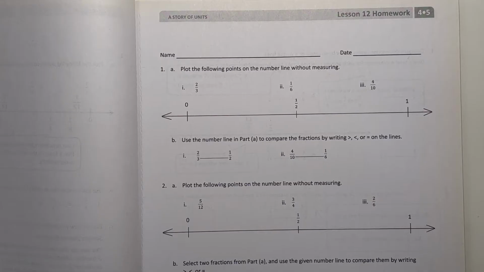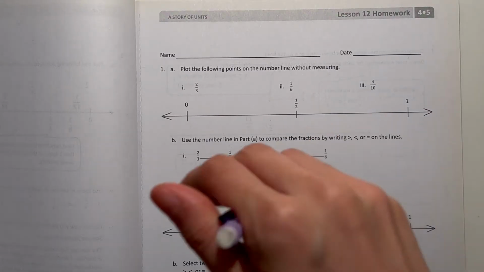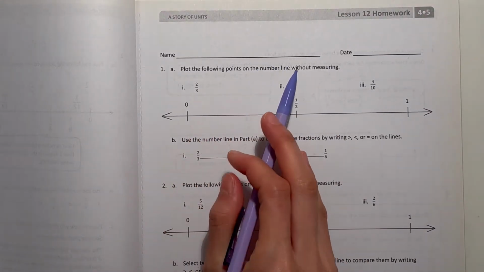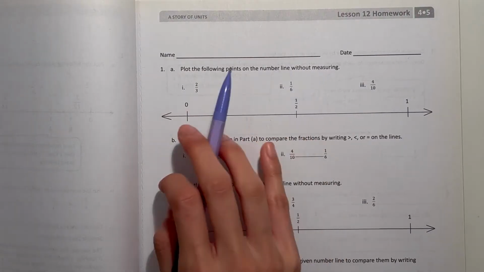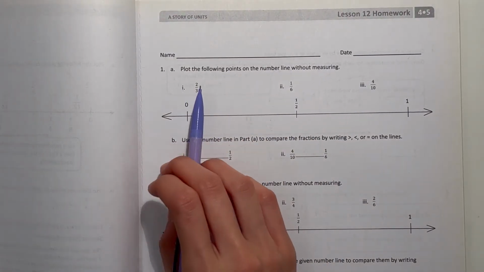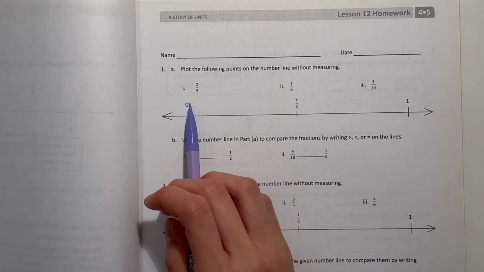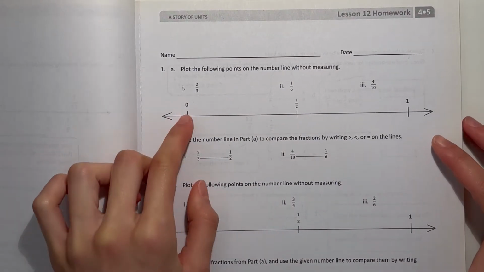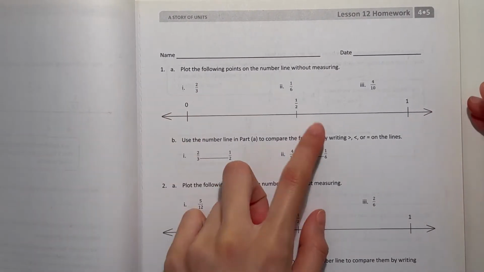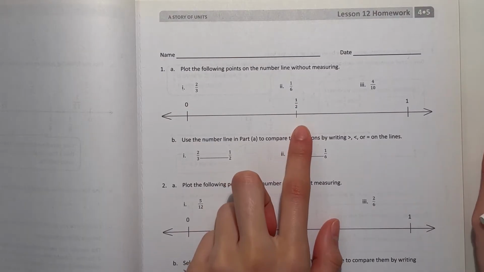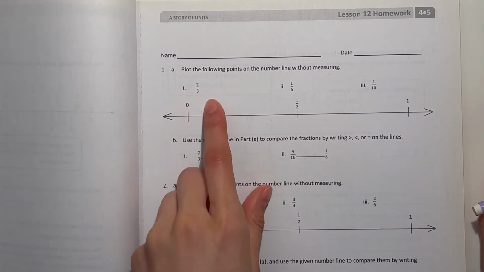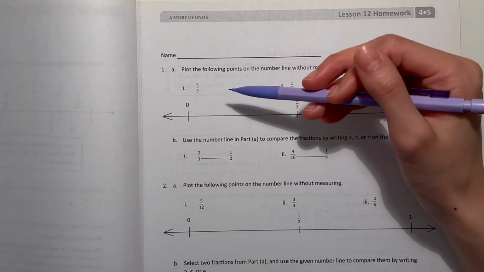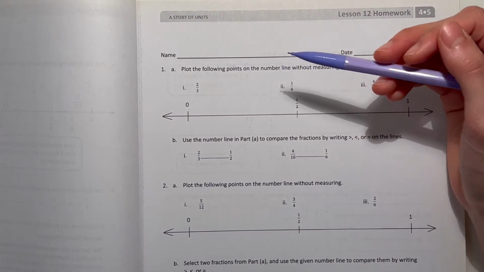So let's get started. Number 1A, plot the following points on the number line without measuring. So first one, we have 2/3. Here we see a number line, 0 to 1. In the middle we have 1/2. But if you notice, we have 2/3 to plot, and 1/2 and 2/3, the denominator is not the same.